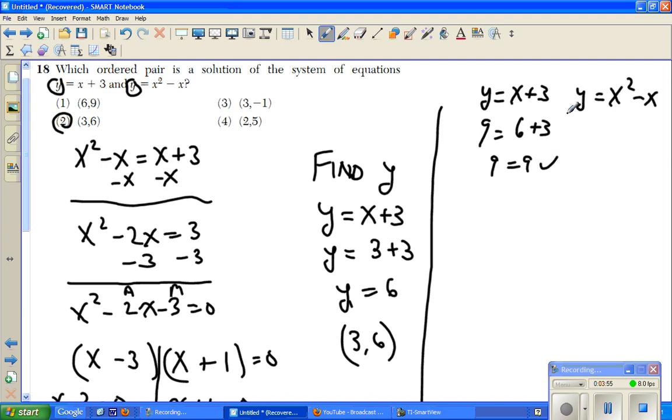That part checks out. Now we have to check the other half. I would say 9 equals 6 squared minus 6, or 9 equals 36 minus 6, 9 equals 30. That doesn't work out. So since both equations didn't work out, that can't be the correct answer. Then you'd have to do the process for each of the remaining 3 choices, and it would end up being choice 2.